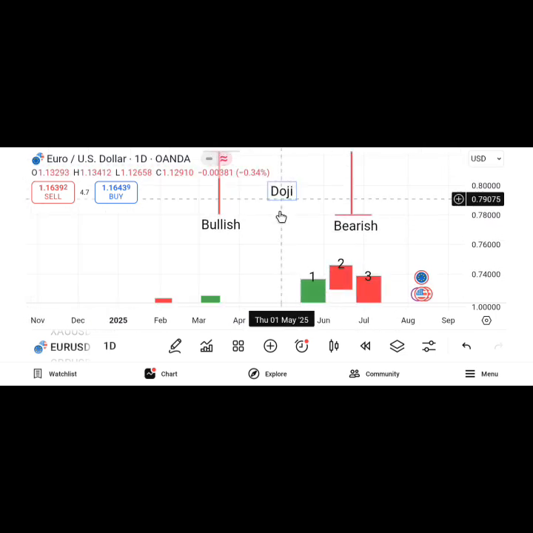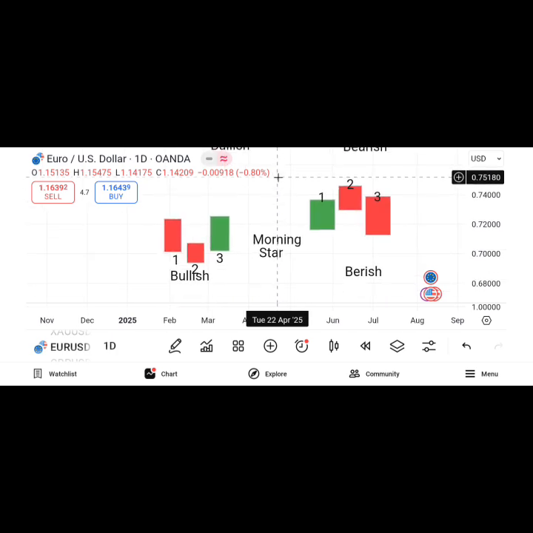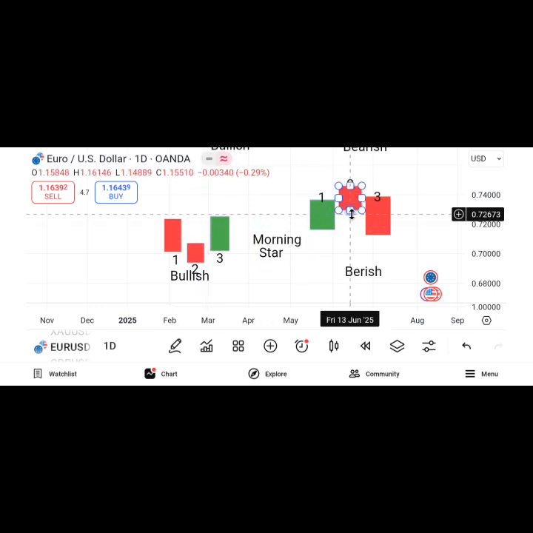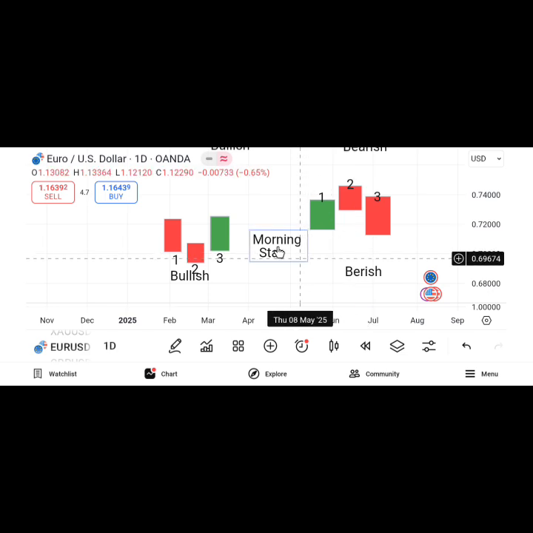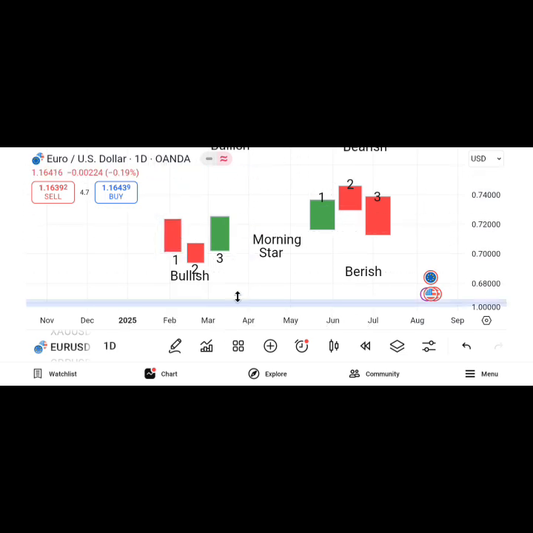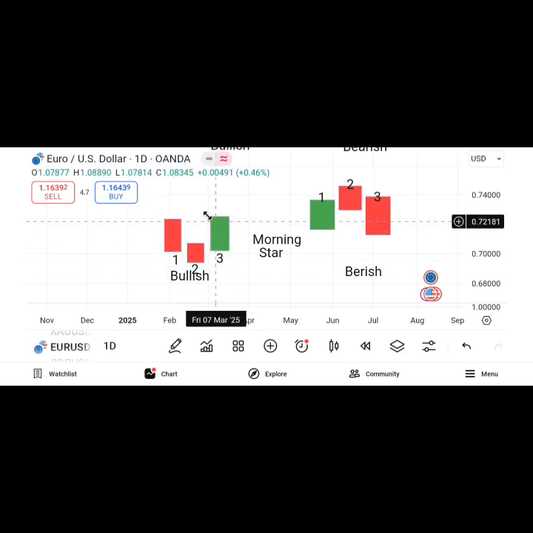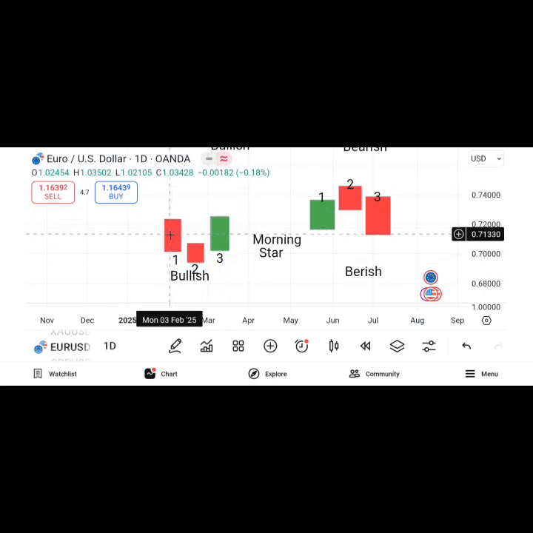So here we have the morning star. This is the bullish morning star pattern, and then this is the bearish. This candlestick is now a classic ICT 3 candle pattern, where we have the first candle, the second and the third candle.